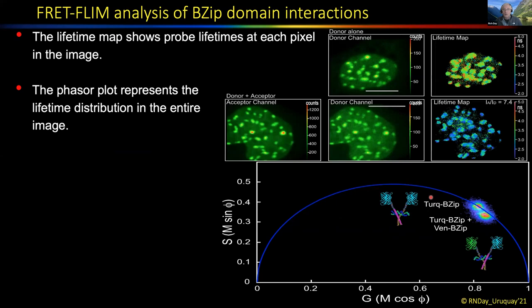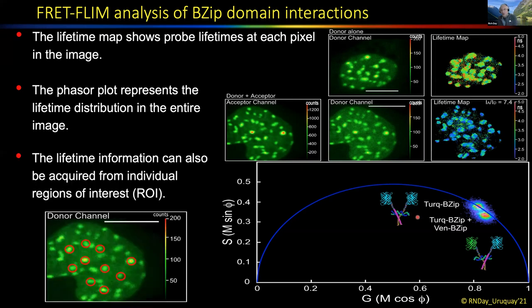If we then co-express it with a yellow fluorescent protein, Venus, tagged to the B-zip protein as well as turquoise, we now have the acceptor channel, the donor channel, and the lifetime map. And you can see the distribution of lifetimes has shifted to the right and moved inside the semicircle, indicating FRET, showing us that these proteins are indeed dimerized. What you'll also notice is we really only detect proteins dimerized in heterochromatin. The protein outside those regions does not FRET.